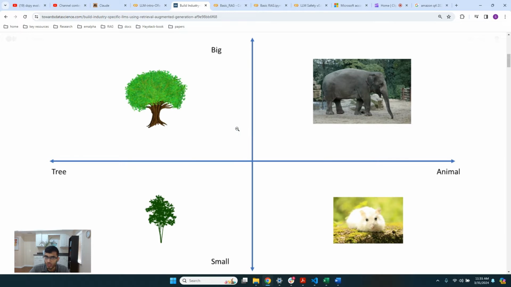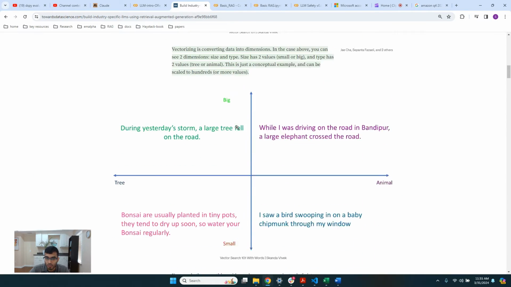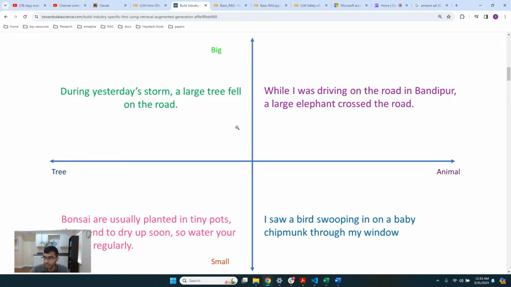So you can do the same thing, but now with words. This is an example of something that's talking about a big tree. So during yesterday's storm, a large tree fell on the road. This is talking about a small tree here, about bonsais. This is an incident about a big animal, and this is something about a small animal.